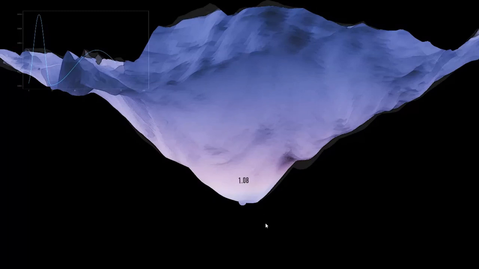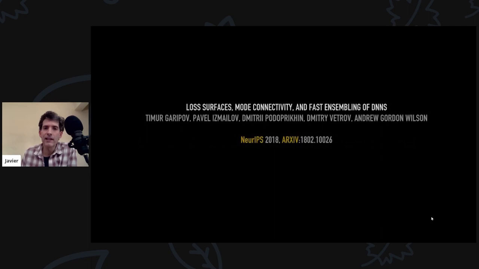Okay, now we go to mode connectivity, a wonderful paper by my friends at NYU and MIT: Timur Garipov, Pavel Izmailov, Dmitry Podoprikhin, Dmitry Vetrov, and Andrew Gordon Wilson. It is very fascinating. It used to be thought that the minima of neural networks were isolated from each other, like isolated basins, and if you wanted to go from one to the other, you always had to go through an area of very high loss.